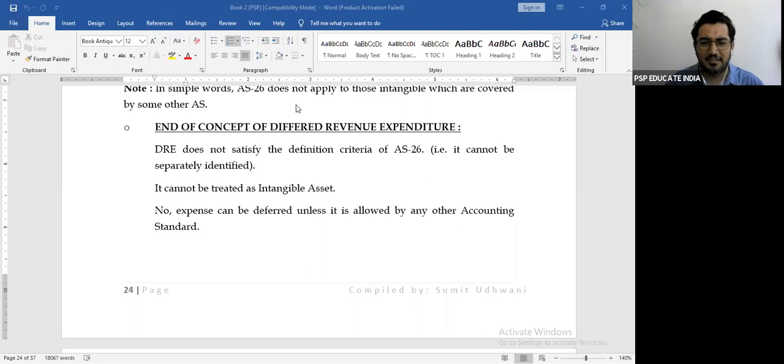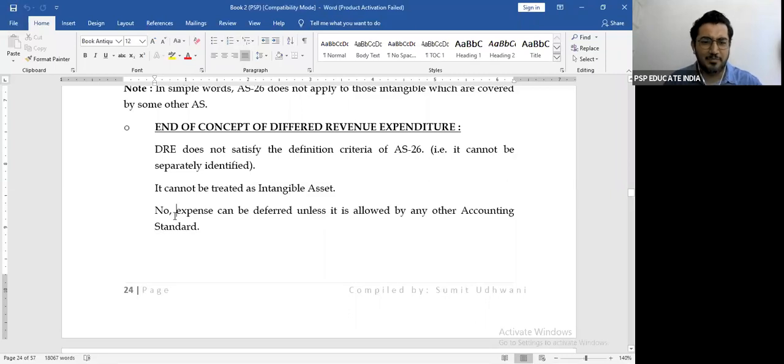Let's understand that. It says deferred revenue expenditure does not satisfy the definition criteria of AS-26. Which definition criteria is not satisfied? It cannot be separately identified. It means you cannot sell deferred revenue expenditure separately. Because you cannot sell or use it separately, it cannot be treated as an intangible asset.